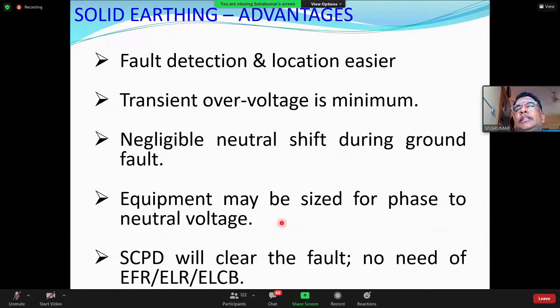And the phase insulation is 6.35 kV. The insulation cost can come down considerably. So when you go for solid earthing, the phase to earth insulation can be brought down. A very significant cost reduction can be achieved.